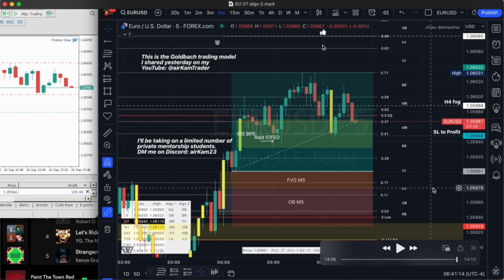So I've reduced, so my initial TP was here at the OB. I reduced it to these equal highs, thinking maybe equal highs are the target and I can get out of this trade and just think about my GU trade. And I've moved my stop loss to the bottom of this candle. Reason being is we've dipped into the BPR already. Do we really want to dip into the BPR again?